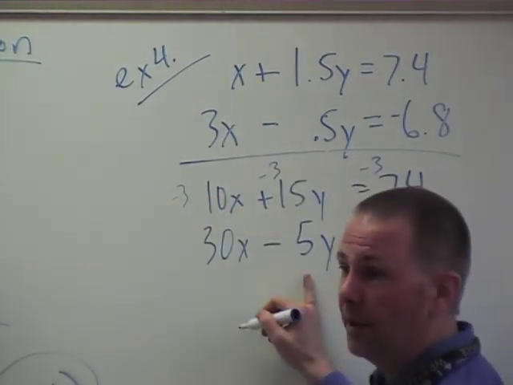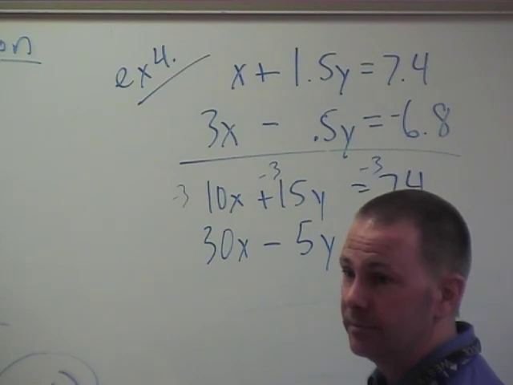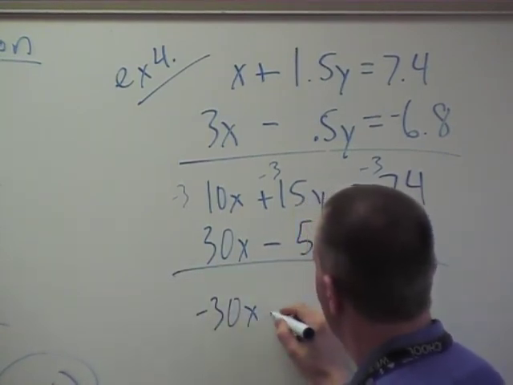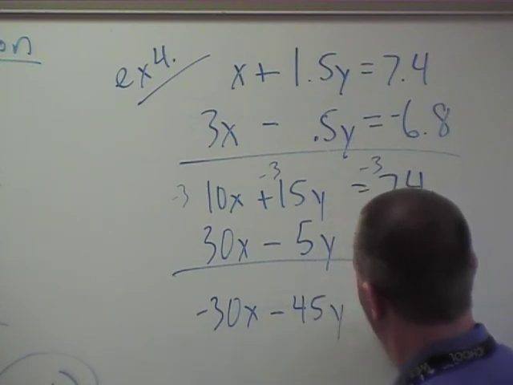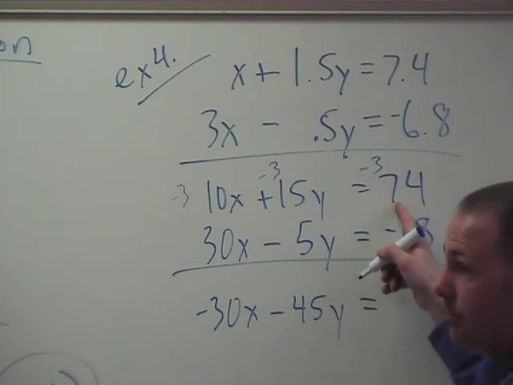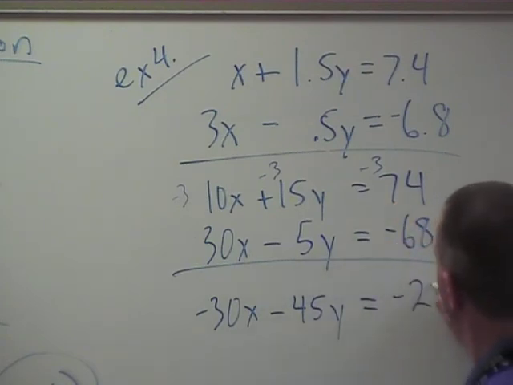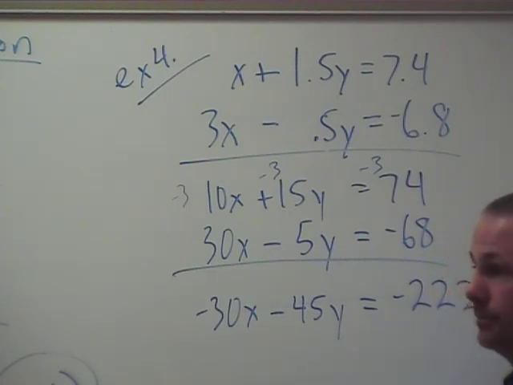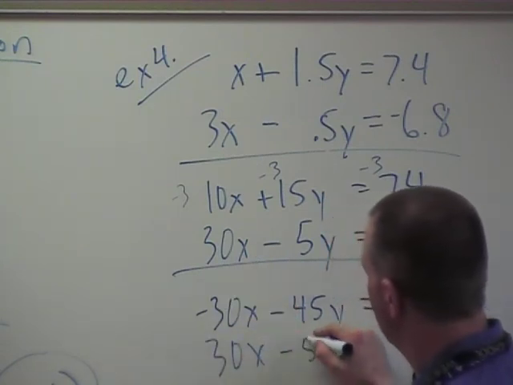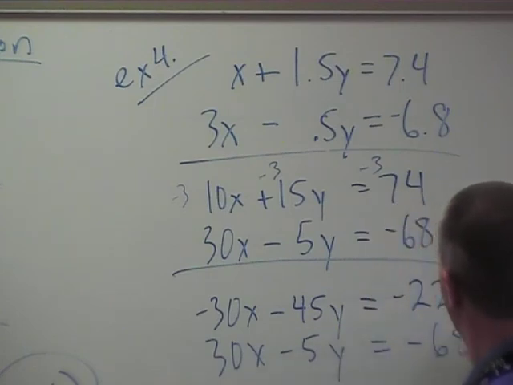Or do you guys want to get rid of the y? All right, so let's just rewrite it. That's negative 30x on the top, a negative 45y for the y, and then 210 and 12 is 222, negative 222. 3 times 15 is 45. And the bottom stays the same because it gave us our eliminated variable.